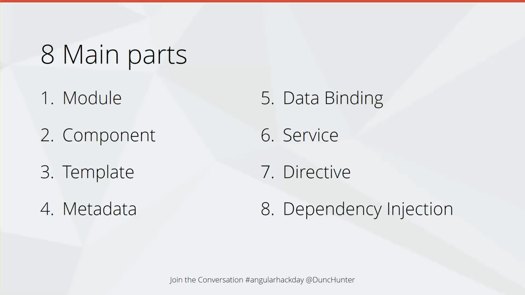So there are 8 main parts to an Angular 2 application you've got to get your head around, and we're going to run through those now. There are modules, components, templates, metadata, data binding, services, directives, and dependency injection. Now these are just a lot of words on a page, so let's look at it in a diagram and then in some code.